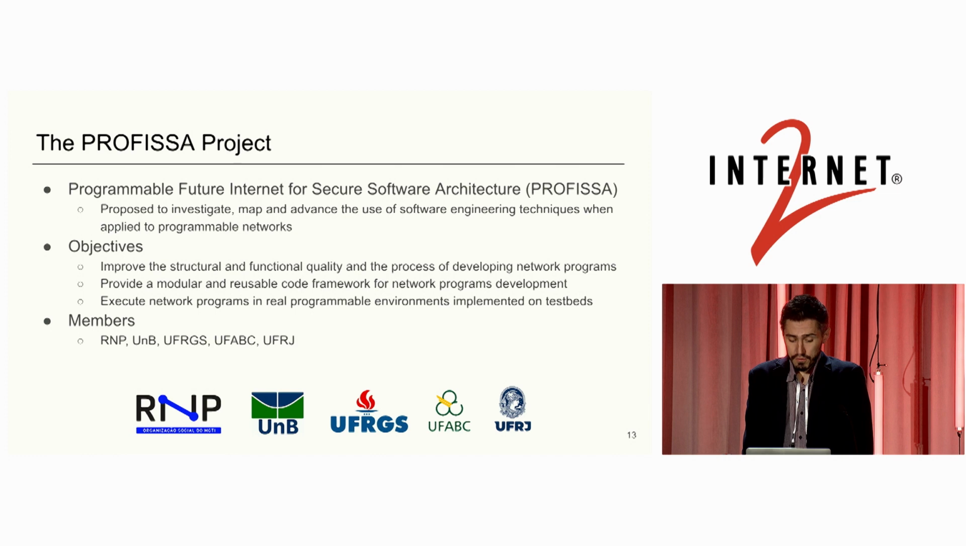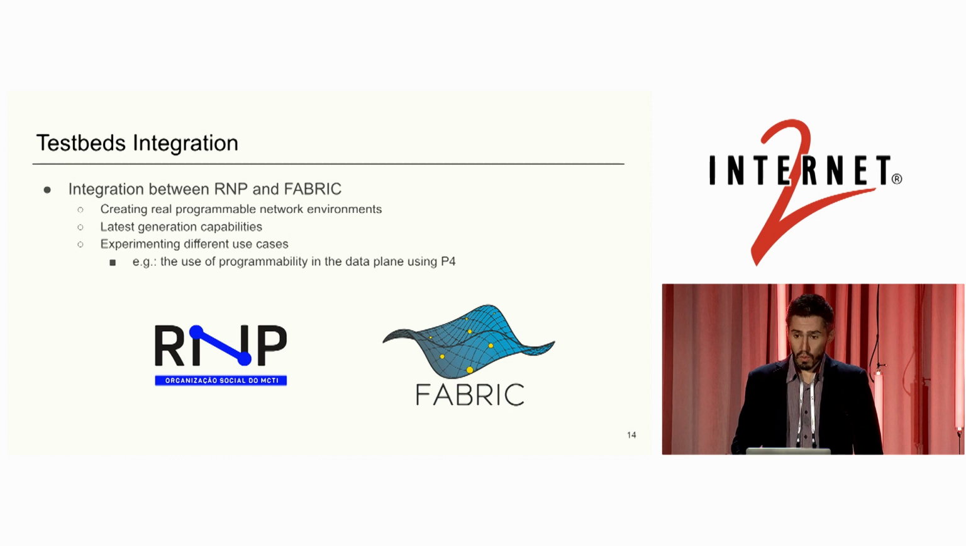And the main objectives of the project are to improve the structural and functional quality of the process of developing network programs, provide a modular and reusable code framework for network program development, and also execute network programs in real programmable environments implemented on testbeds. And right now, we have five different members together with RNP and University of Brasília: the Federal University of Rio Grande do Sul, Federal University of ABC, and also the Federal University of Rio de Janeiro.